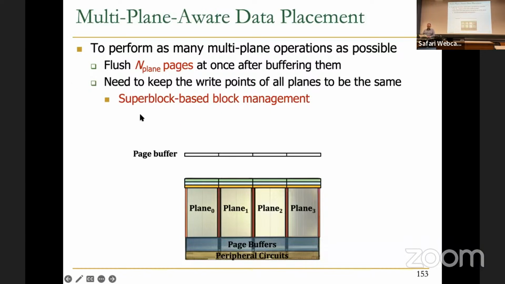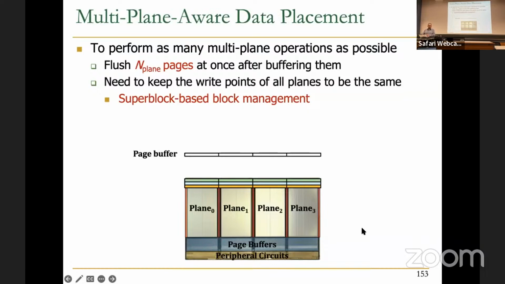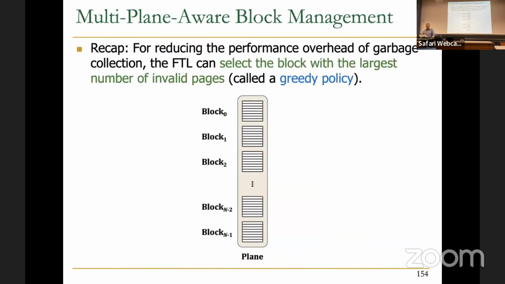Then we have this definition of superblock-based block management. You consider all these planes as a superblock and try to manage your superblock whenever you want to erase it or do garbage collection. And that superblock can actually go to other flash chips as well. So you don't only consider one die, you also consider several dies and several flash chips, and you make a big superblock and try to manage it. Because if you manage a superblock nicely, you can benefit from parallelism as much as possible. You can send requests in parallel.